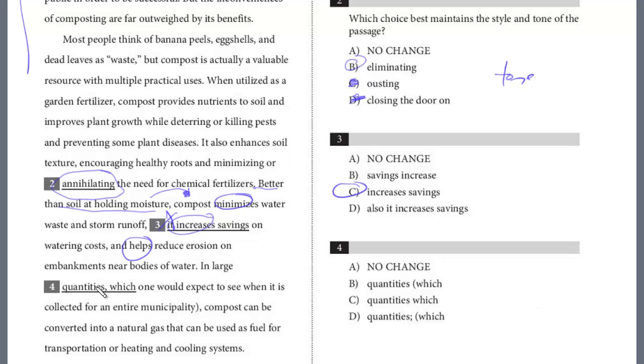In large quantities, which one would expect to see when it is collected for an entire municipality, compost can be converted into natural gas that can be used as fuel for transportation or heating and cooling systems. So question number 4, in large quantities. And then we have, this you hopefully recognize as a non-essential clause, which one would expect to see when it's collected for an entire municipality. This is just giving extra information.